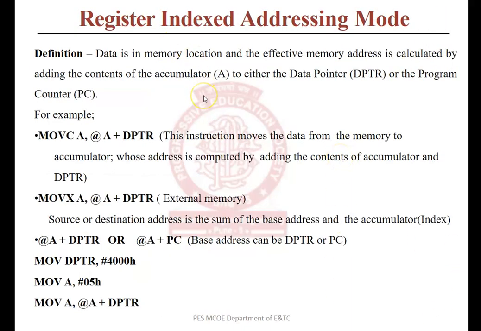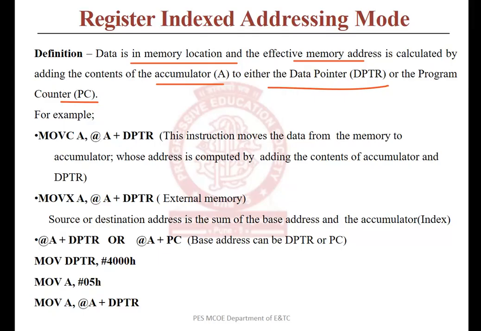Now the last addressing mode is register indexed addressing mode. Here data is in memory location, and effective memory address is calculated by adding the contents of accumulator to either data pointer or program counter. Here the base address, or you can say effective address of a memory location, will be calculated by adding the contents of accumulator and data pointer or program counter.